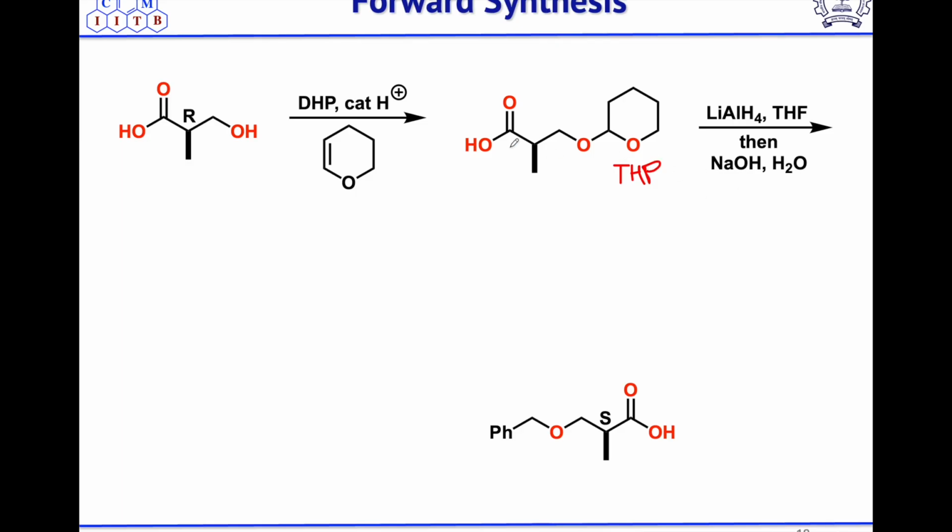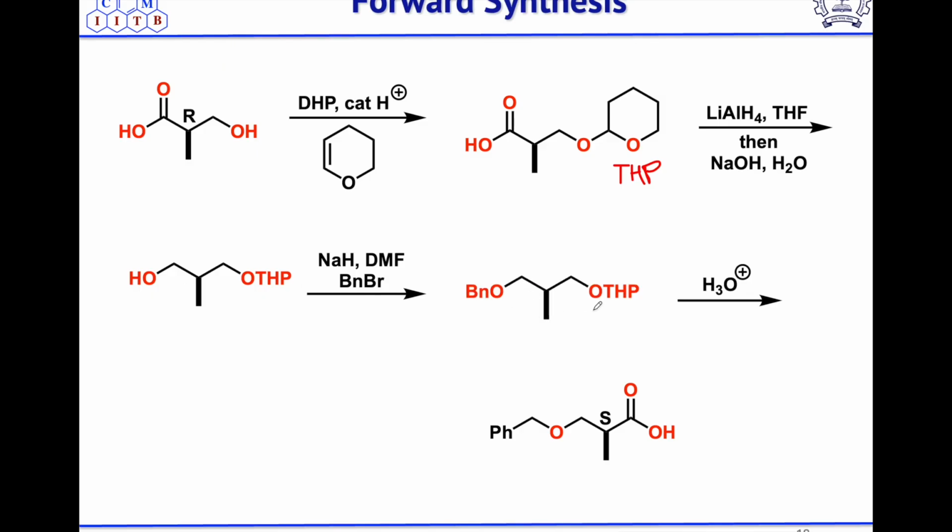Now the next step is to reduce this carboxylic acid using lithium aluminum hydride to get the primary alcohol. Then if you treat this primary alcohol with sodium hydride as a base in DMF and benzyl bromide as an electrophile, you will get the OBn, the benzyl ether. Now you have to deprotect this OTHP by treating with H3O plus or a mineral acid. We will get the corresponding alcohol, and if we do the Jones oxidation, chromium trioxide in acetone, you will get the carboxylic acid, the conversion of primary alcohol to carboxylic acid. So this is our target molecule. We got our target molecule from this starting material.